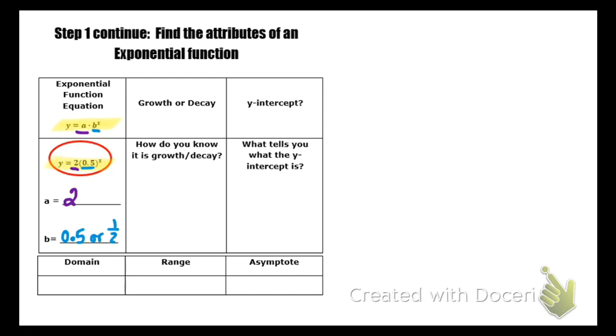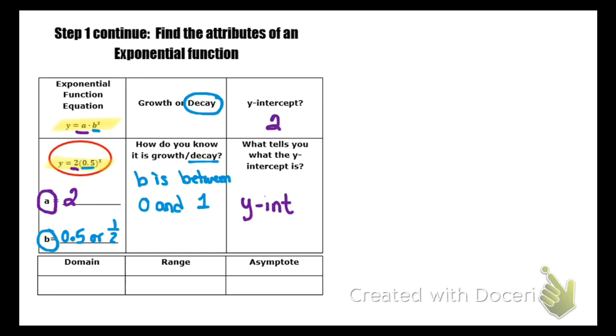Okay, so remember from earlier, if I want to know if this is a growth or a decay, I take a look at my base. So since my base is 1/2, this is going to be a decay, because you have a decay when your base is between 0 and 1. The y-intercept is represented by our a value, which is 2. So that means that our y-intercept is 2, and that's where it will cross on the y-axis.